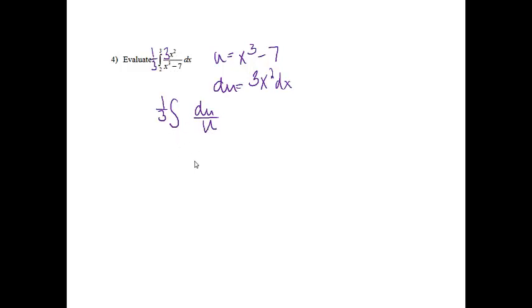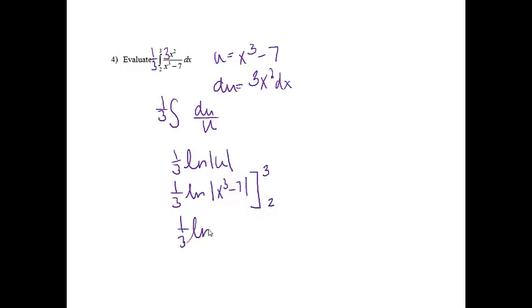If I have the integral of du over u, I know that equals the natural log of the absolute value of u. My 1/3 tags along. Then I'll replace my u with x cubed minus 7, and we're going to evaluate it at 3 and 2. If I plug in 3, I'm going to get 1/3 natural log of 27 minus 7, which is 20, and then minus 1/3 natural log. If I plug 2 in, 2 cubed is 8, minus 7 is 1. The natural log of 1 is 0, so I'm simply left with 1/3 natural log of 20.